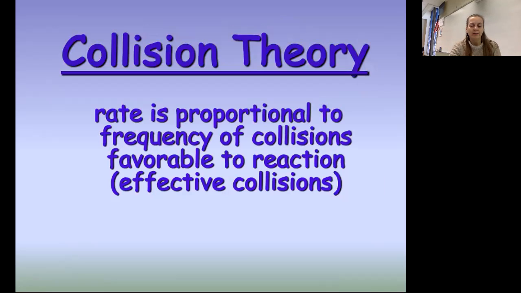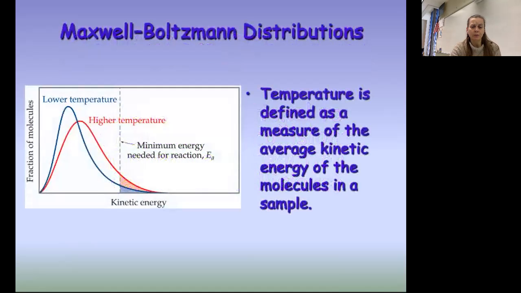Okay, so one thing that we're going to talk about is being able to predict whether or not our molecules have enough energy. And this is why increasing temperature, because it increases the speed of the molecules, is going to increase the number of effective collisions, because it means that more of our collisions are going to have that energy. So we're going to go back to the Maxwell-Boltzmann distribution. We talked about these earlier in the year. The Maxwell-Boltzmann distribution is this graph that gives us the fraction of molecules on our y-axis and their kinetic energy or their temperature on the x-axis.